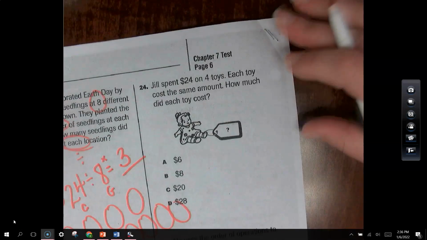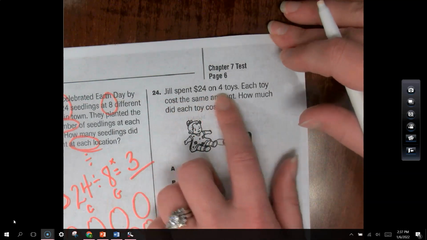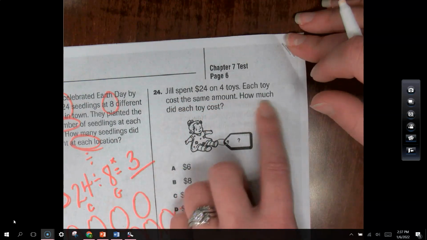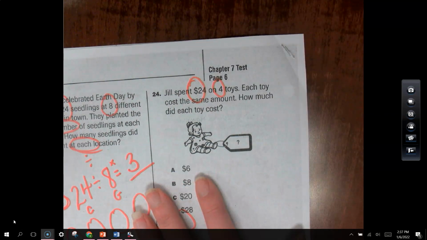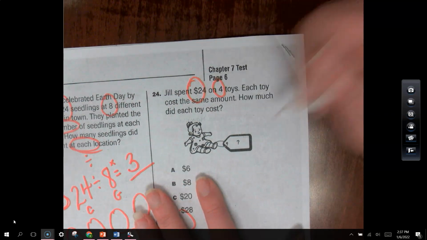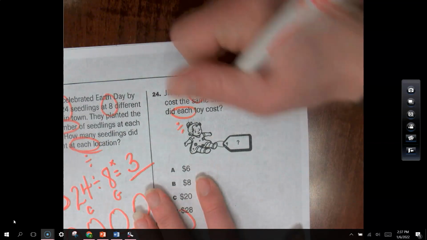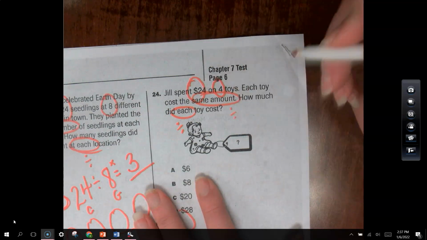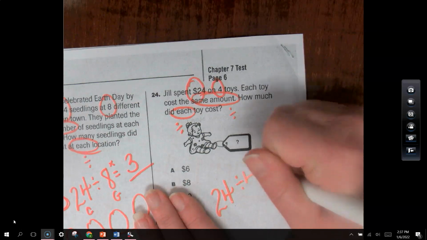All right, 24. Jill spent $24 on 4 toys. Each toy cost the same amount. How much did each toy cost? 24 and 4. What do you see? I see the word each, which means division. I see the words same amount, which also means division. So I know that I'm doing 24 divided by 4.